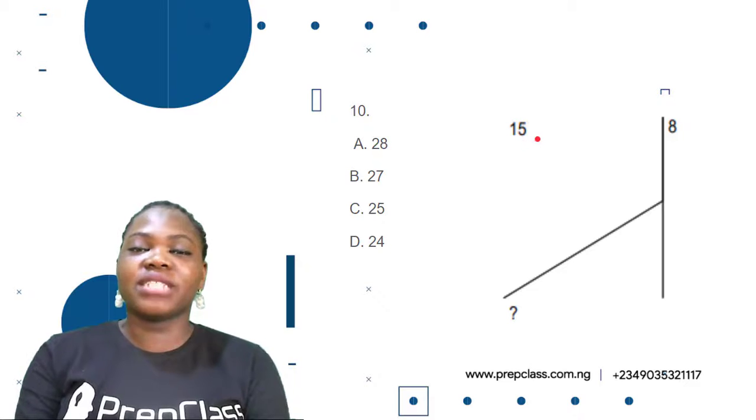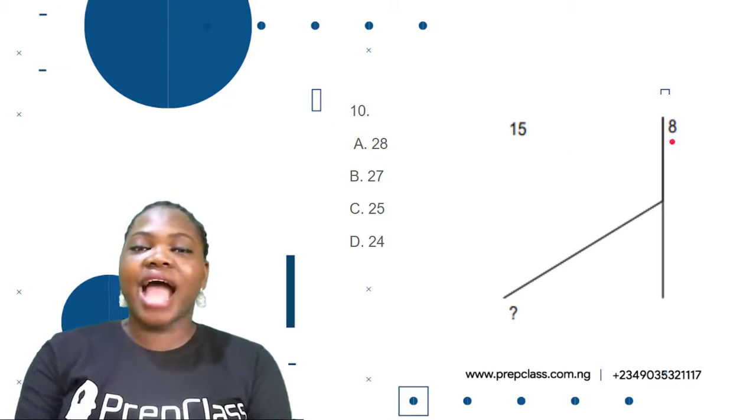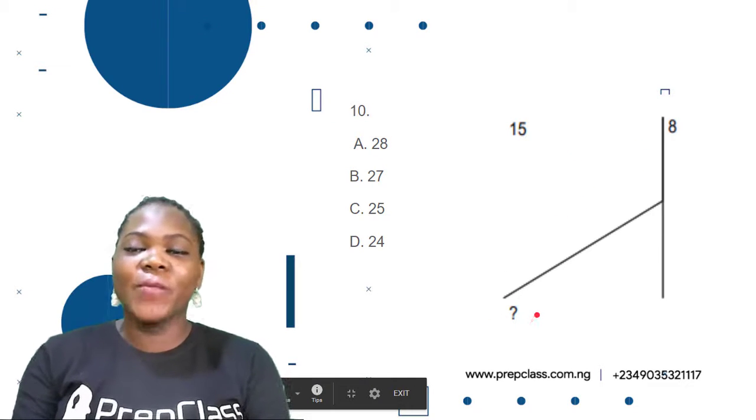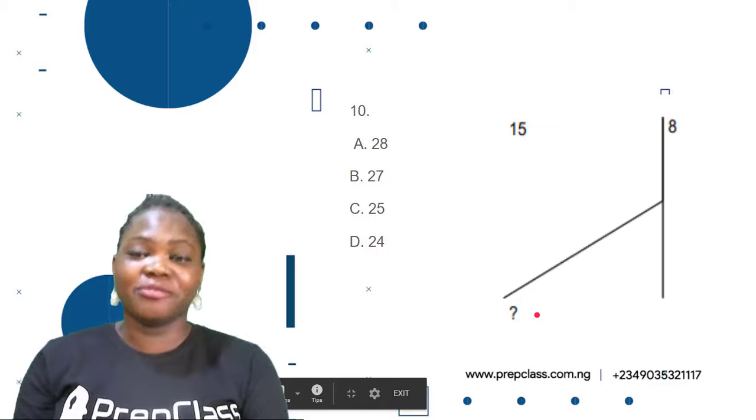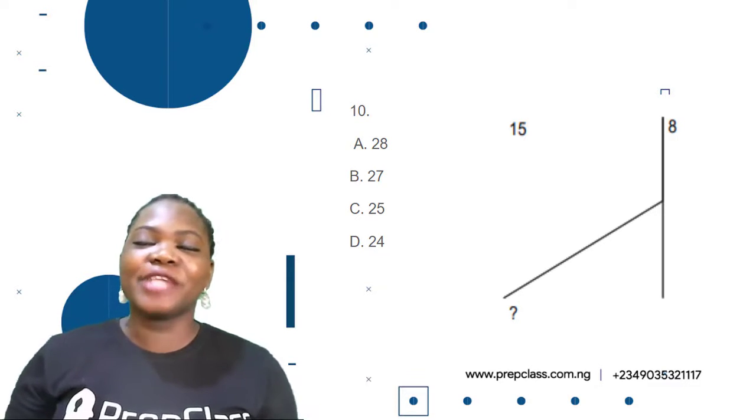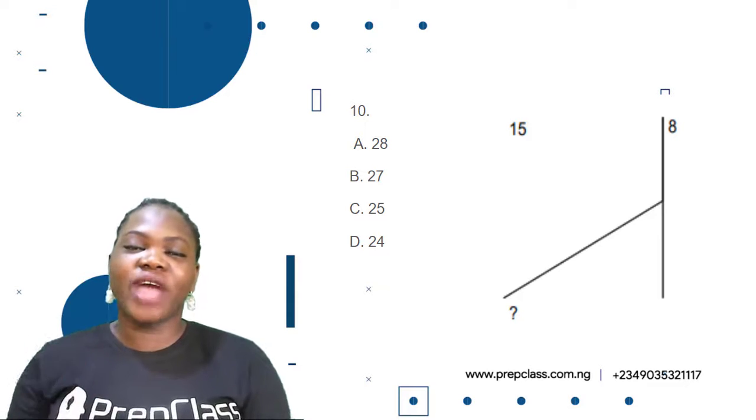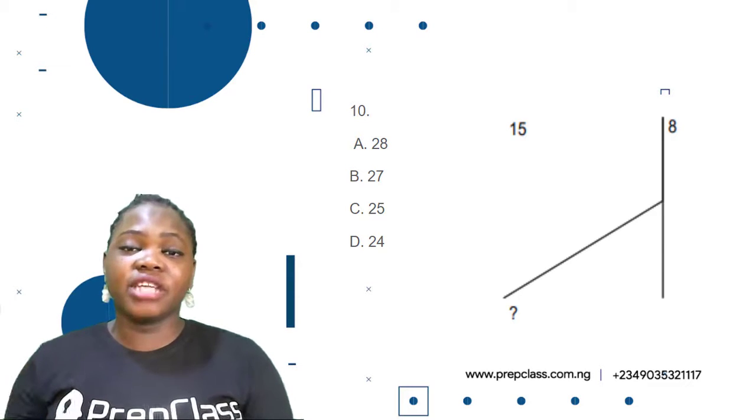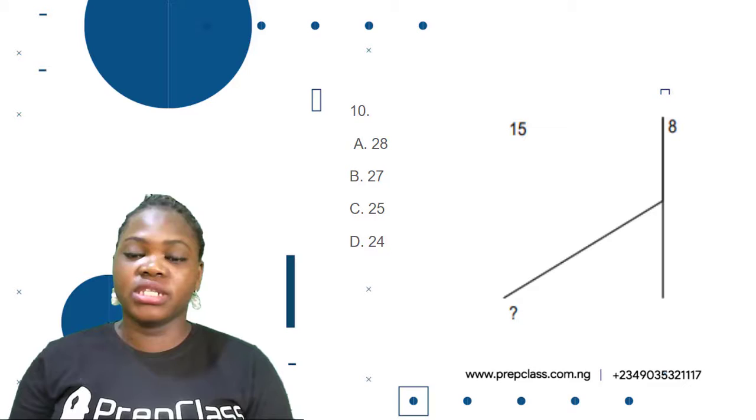We have the top numbers as 15 and 8, and we are asked to find the bottom number. I think you should do this yourself. Try it. You can do it. I know you can. So try it and do it. Then you can check the solution after you've done it.